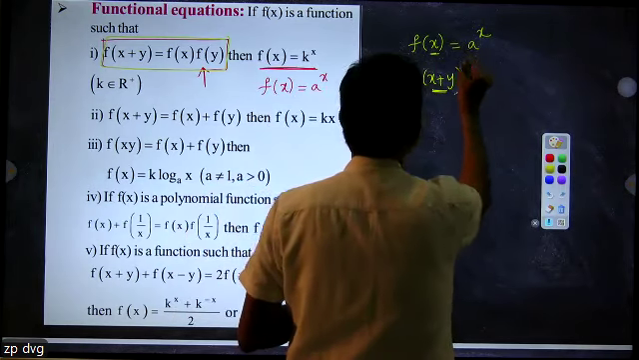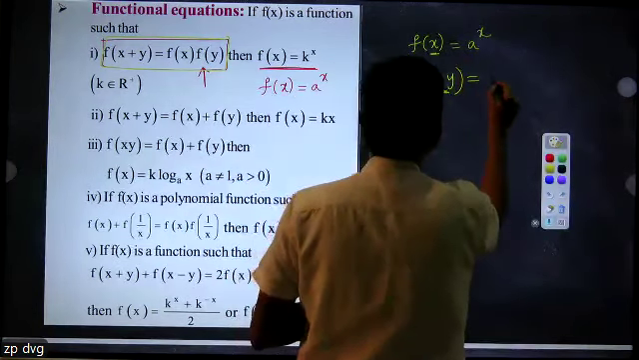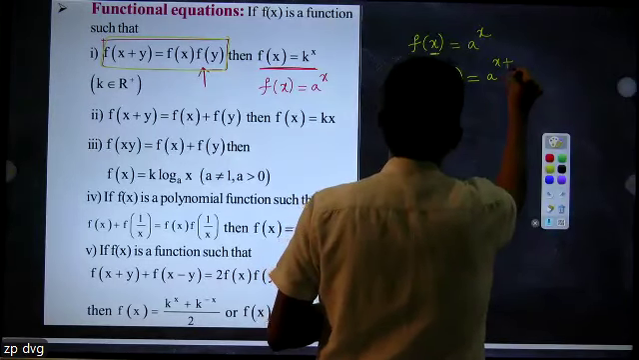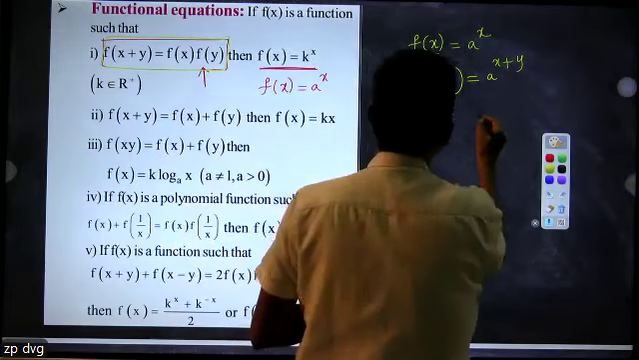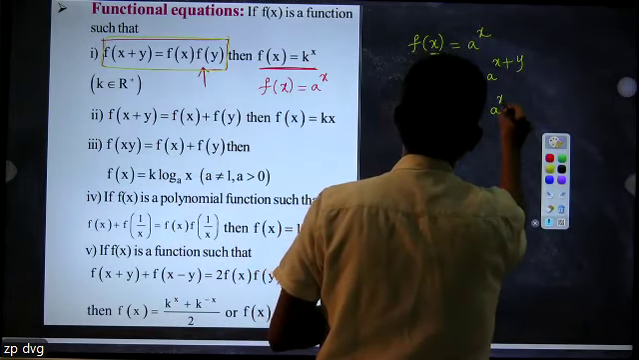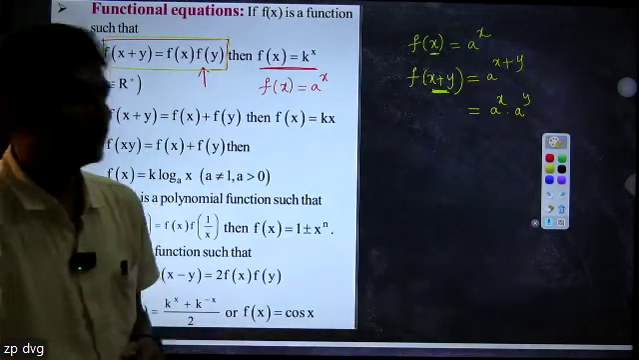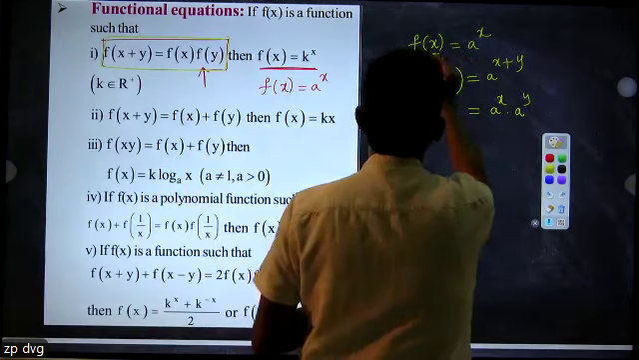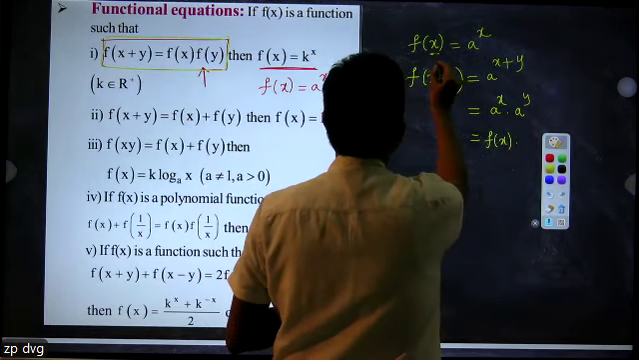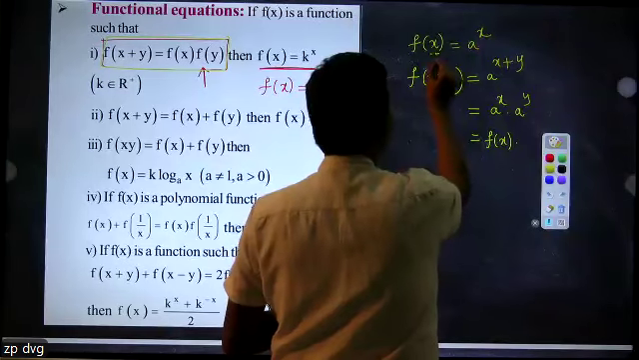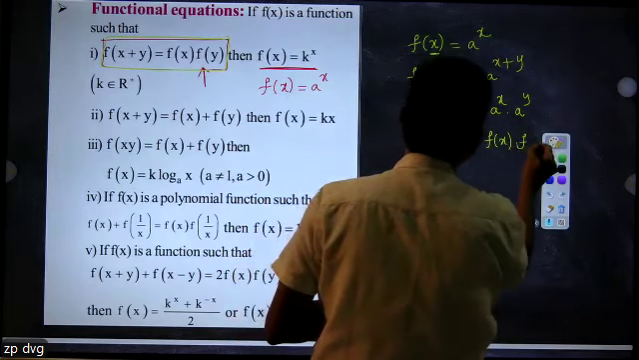So what is f of x plus y? Where x is there, you write x plus y. What is f of x plus y? A power x plus y, right? So this is like a power m plus n. A power m plus n formula is a power m into a power n. So this can be written as a power x into a power y. What is a power x? A power x is f of x. What is a power y? F of y is a power y. So a power y is f of y.